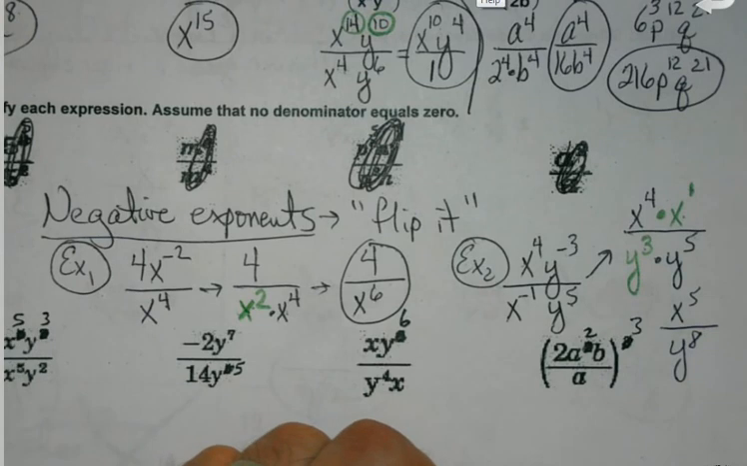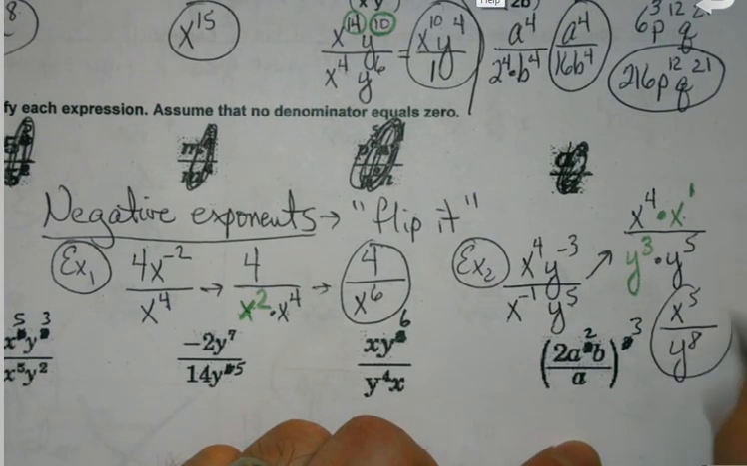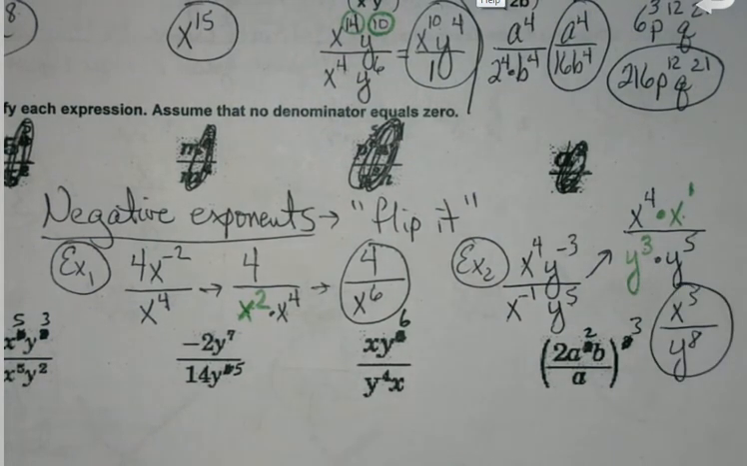So am I going to subtract the exponents now, or am I done? Can I do 8 minus 5? No, why not? They're not the same. And I'm good.